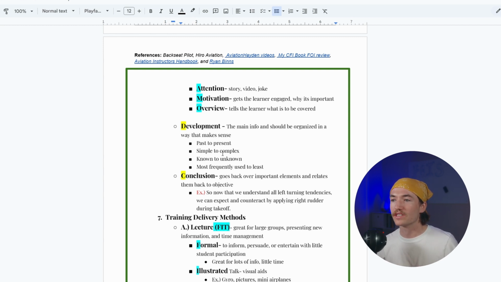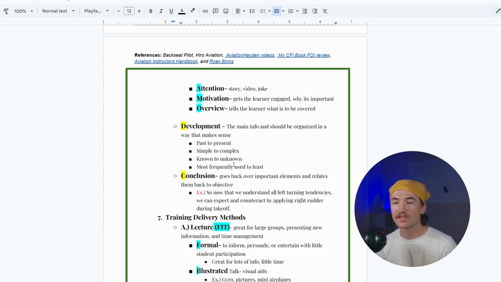So for example, we take past knowledge and then relate it to the present knowledge. We take simple ideas and then go to complex. You don't just start off by teaching some sort of complex system to somebody. You simplify it, right? Take a 4-stroke engine. You don't just tell them all the components of an engine. You teach them how little things work, and you make it simple, and then develop their knowledge to being something very complex. And then we do what is known to unknown, and then most frequently used to least frequently.